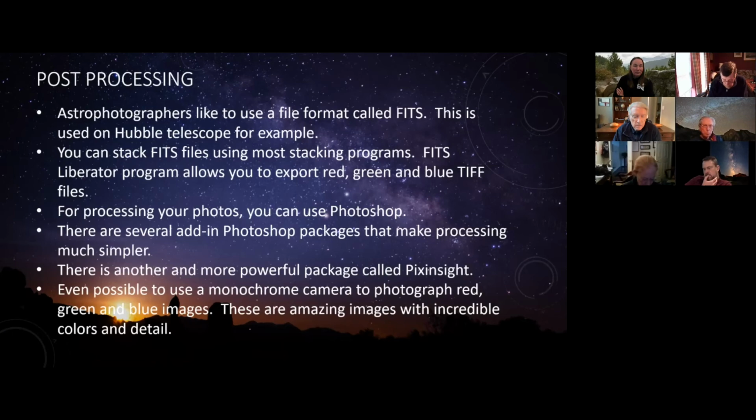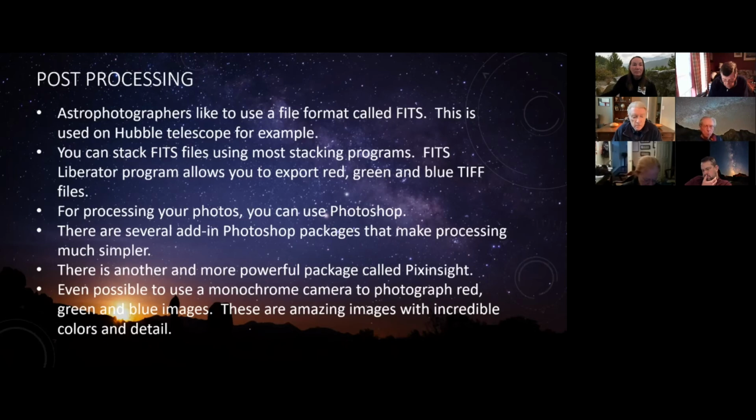There's a program called FITS Liberator that allows you to export the red, green, and blue TIFF files. Then you can load those into Photoshop to generate a composite RGB TIFF file. It's pretty simple, and there is a step-by-step procedure. You tend to do a lot of curve adjustments: you do a curve adjustment, reset your black and white points, and do another curve adjustment. It's all spelled out in a lot of good videos.